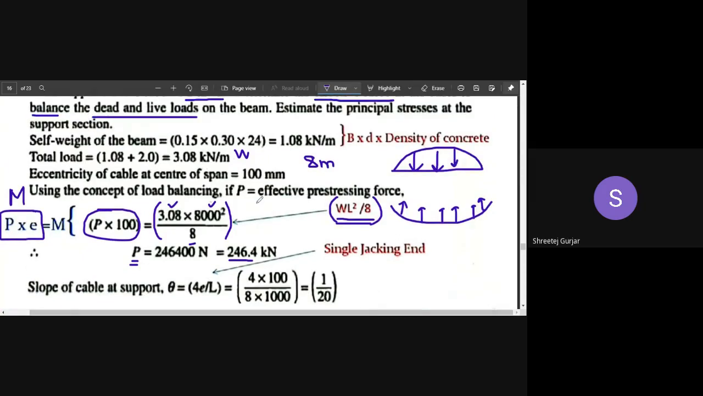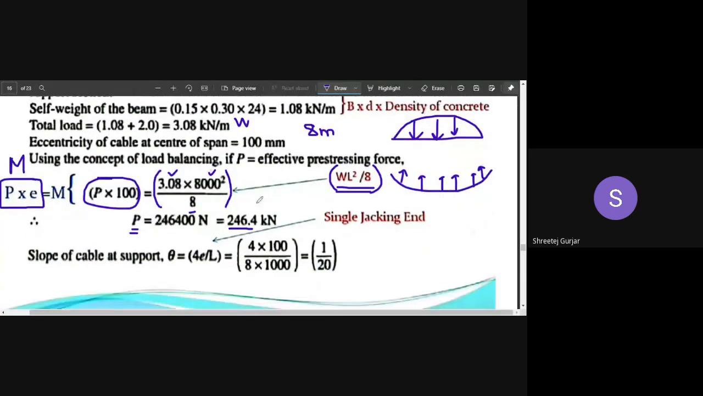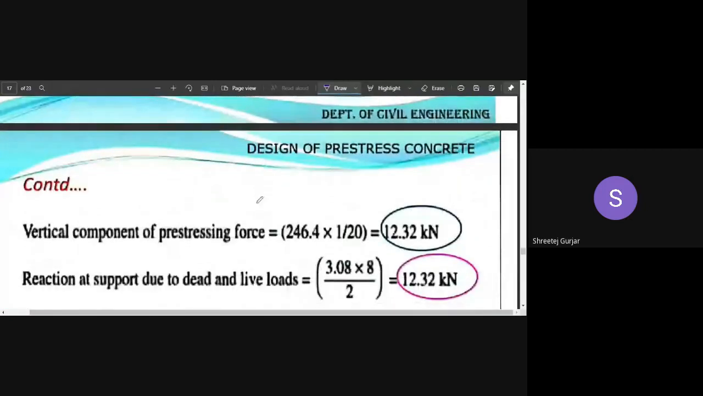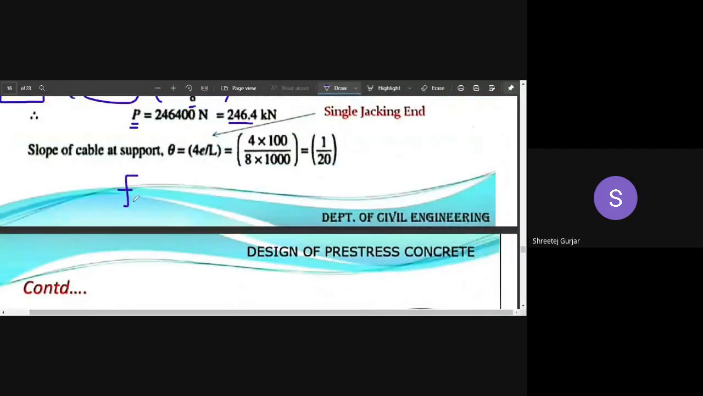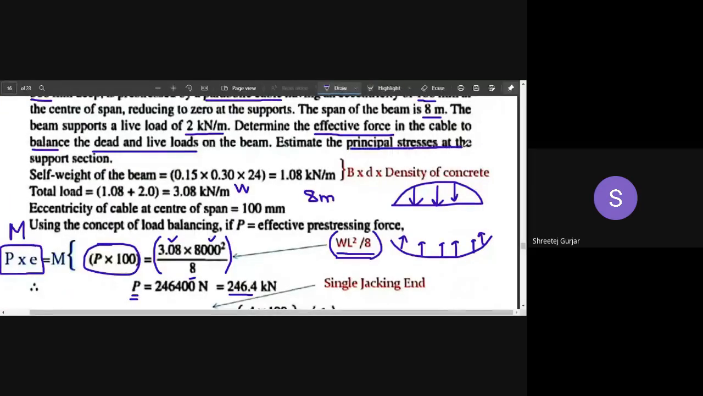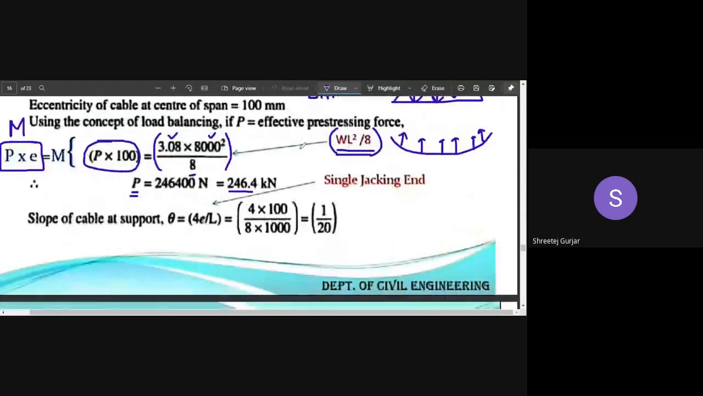Once P is known, the next thing that you have to calculate is Fx, Fy, and tau v. Once you know all these three, we can substitute in our formula and get the maximum and minimum principal stresses. To calculate all these things, we need to consider the slope of the beam, because we have a parabolic cable, and we want to find out the principal stress at the support section.